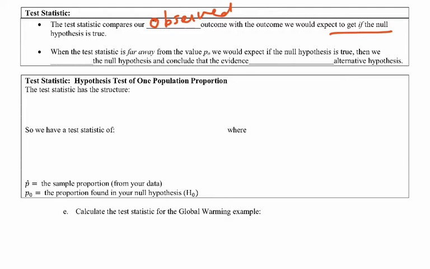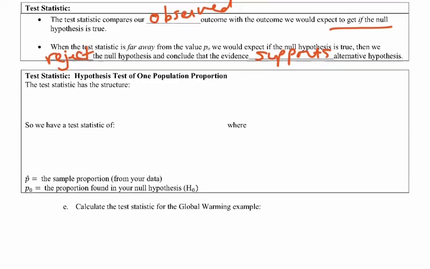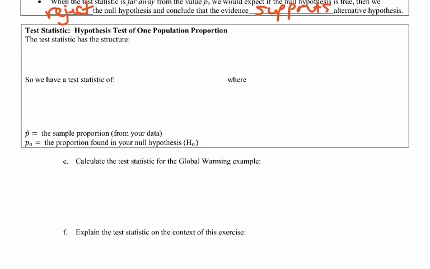When the test statistic that we calculate for this observation is far away from the p-naught value that we would expect to get if the null hypothesis were true, in that case, we reject the null hypothesis. And in that case, we conclude that the evidence supports the alternative hypothesis. So if we get an unusual test statistic, a test statistic that is far away from our expected value, then we reject the null hypothesis and we have evidence to support the alternative. How do we get the test statistic?